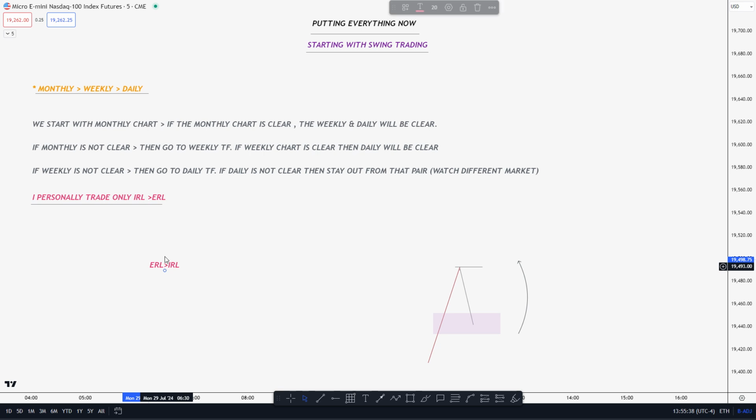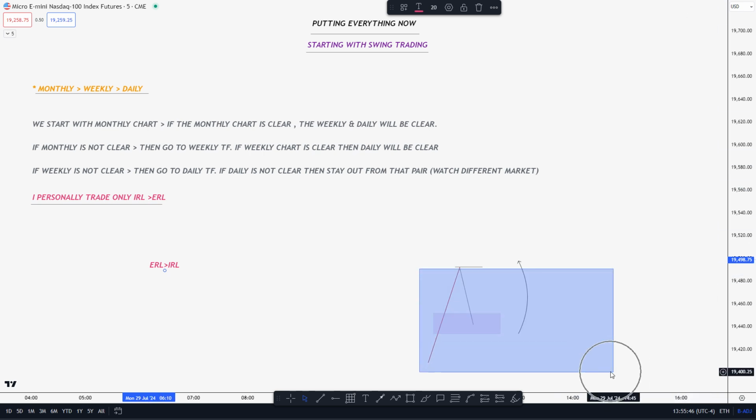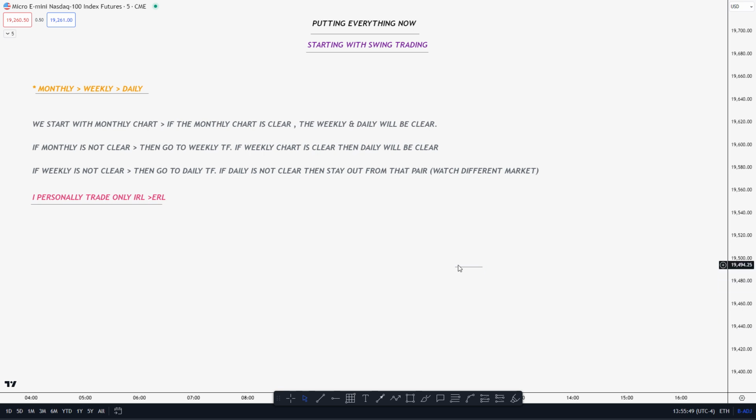But if you find external to internal much easier, let me draw this quickly for you guys. Let's say for example we grab this external low, we have swept it, and we have a fair value gap here as an internal. If it's easy for you to find external to internal, then stay with external to internal. But for me personally, I like to trade internal to external. Okay, so always keep this in mind.